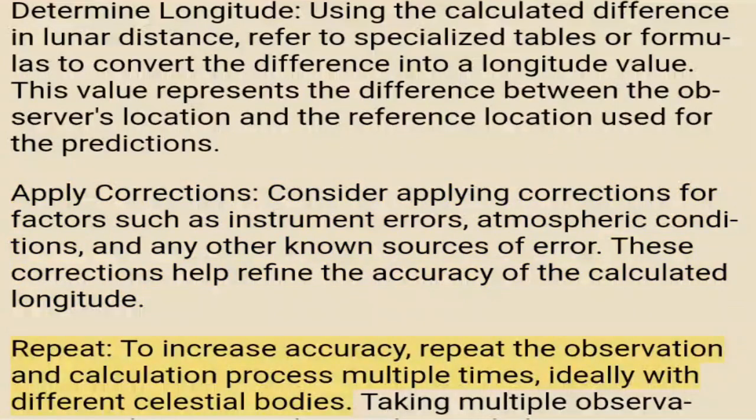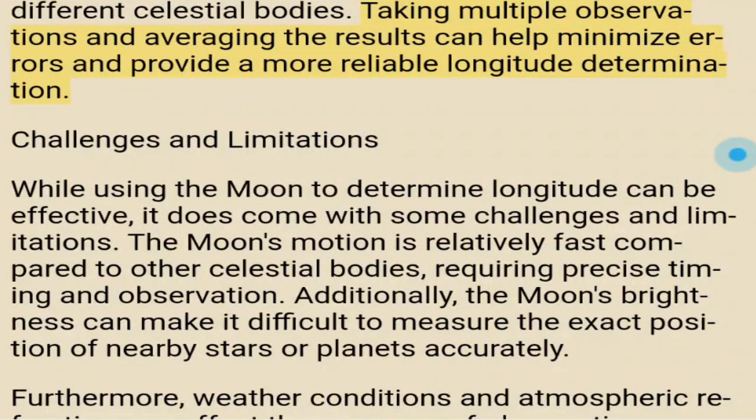Repeat. To increase accuracy, repeat the observation and calculation process multiple times, ideally with different celestial bodies. Taking multiple observations and averaging the results can help minimize errors and provide a more reliable longitude determination.